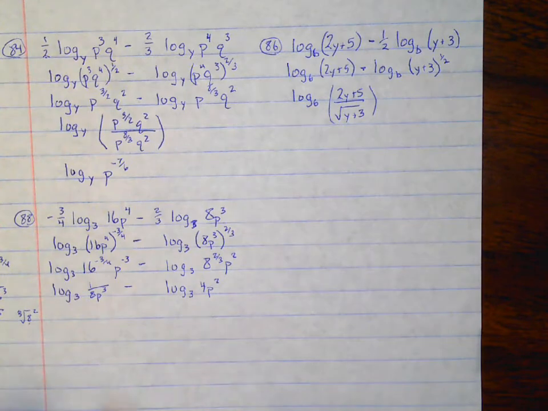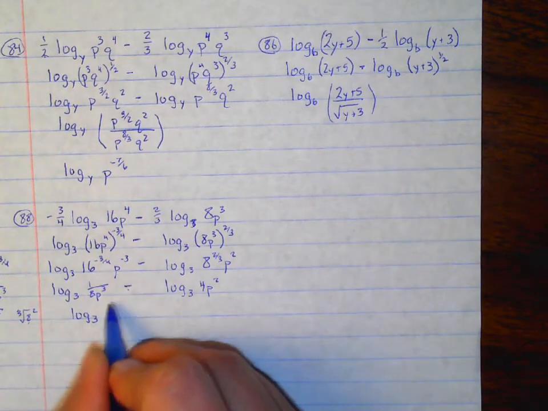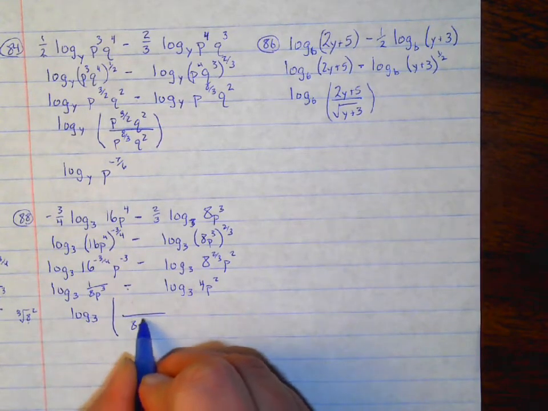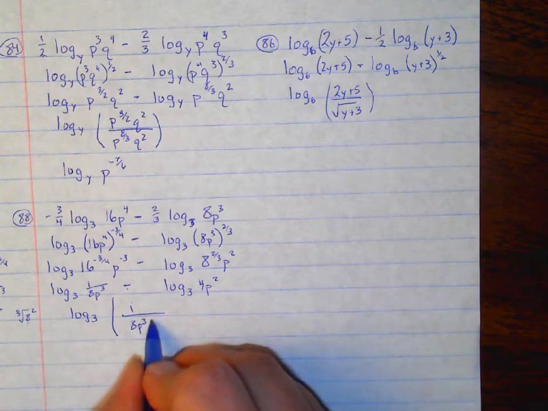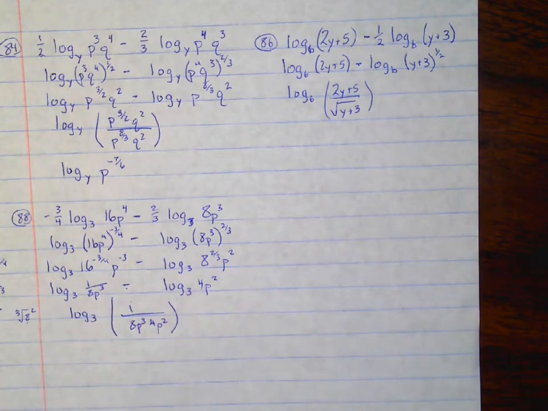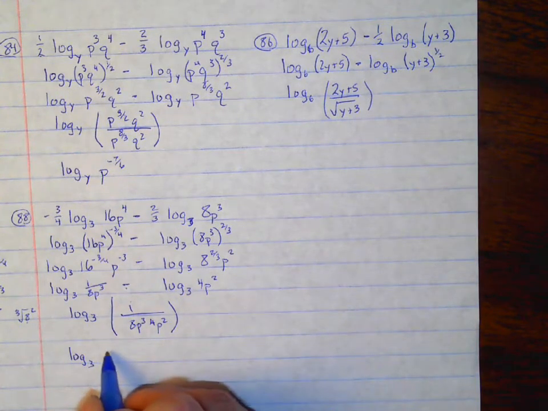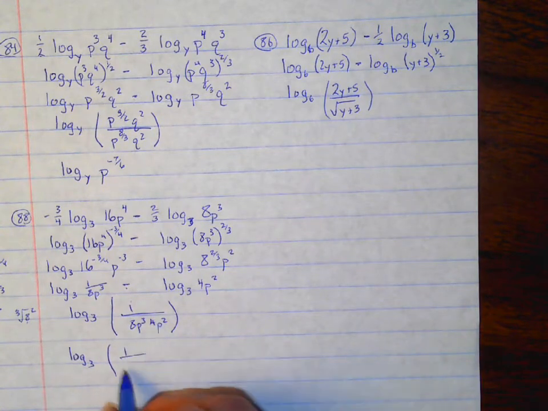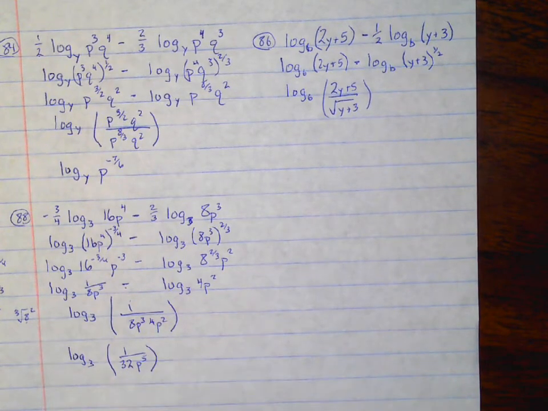Okay, now you can use the quotient. So this is going to be log base 3 of this. So 1 divided by 8p to the 3rd, and then divide by 4p squared, which is log base 3 of 8 times the 4 would be 32, p to the 5th. Fun stuff.